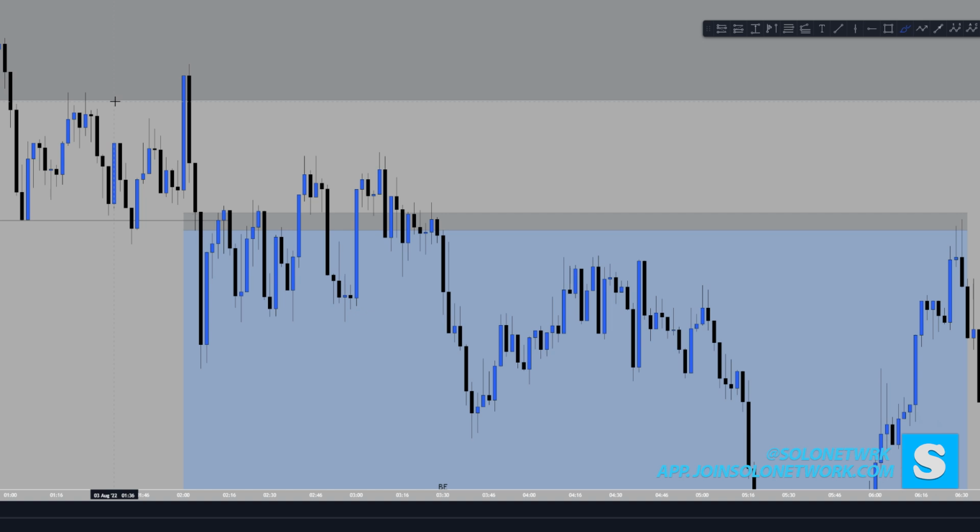You're looking at order flows. You're not looking at any crossover moving average, none of that. You're looking at order flows, so you're going to constantly see the same reaction.